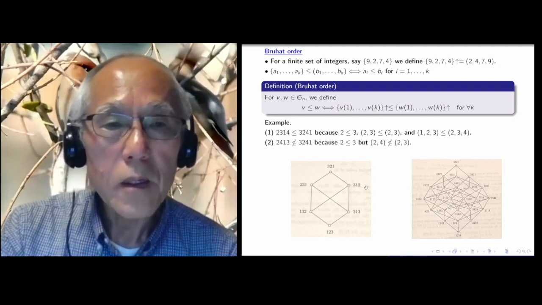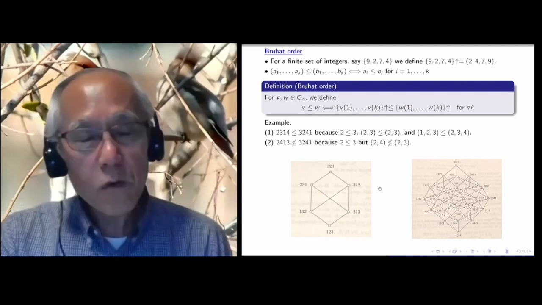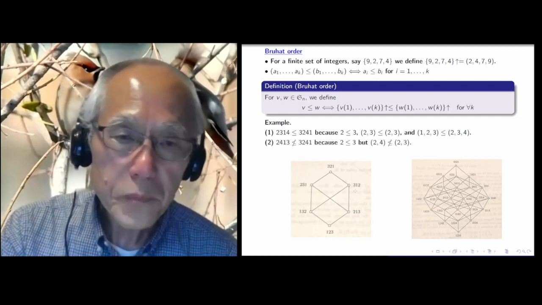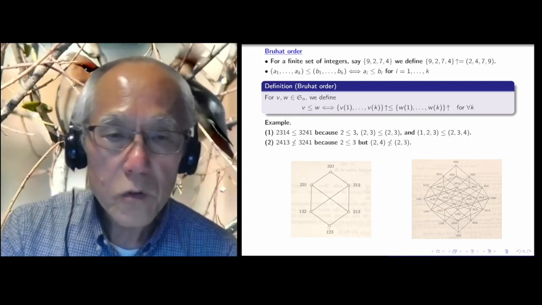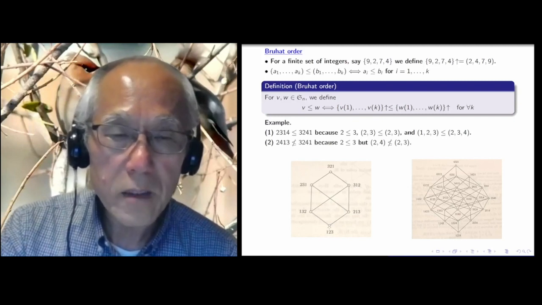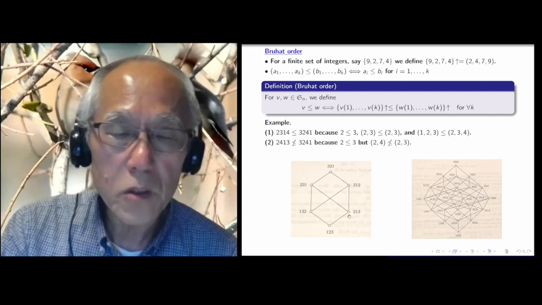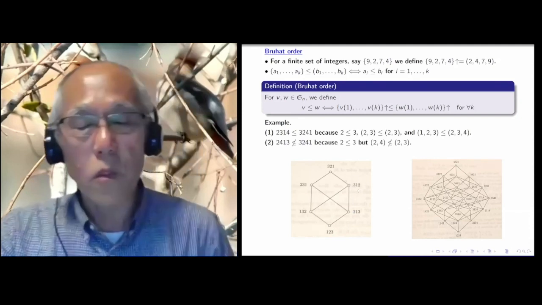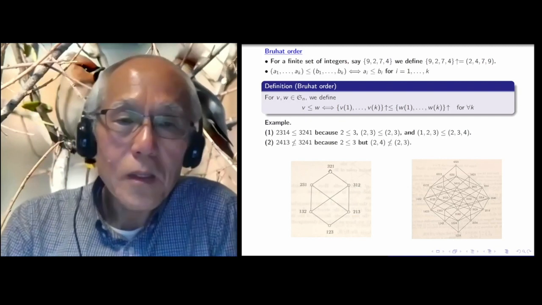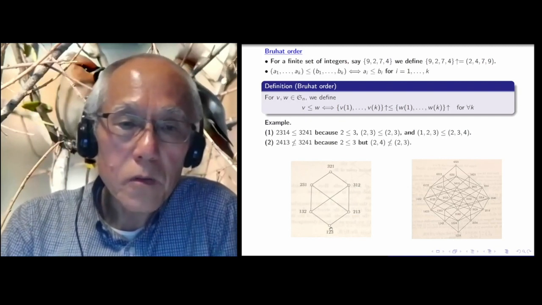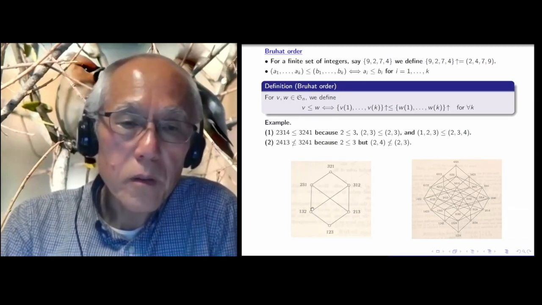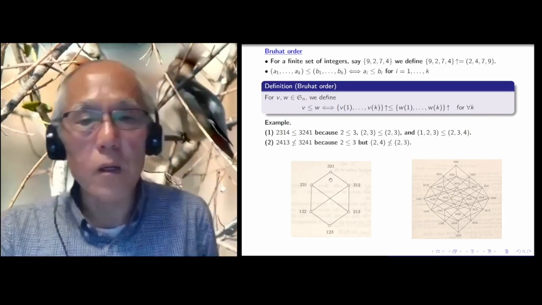And the length of a permutation: we look at the path from the identity element to this permutation. For instance, this path has two edges, so the length of this permutation is 2. And for this one, I look at this path; there are 3 edges, so the length of this permutation is 3.